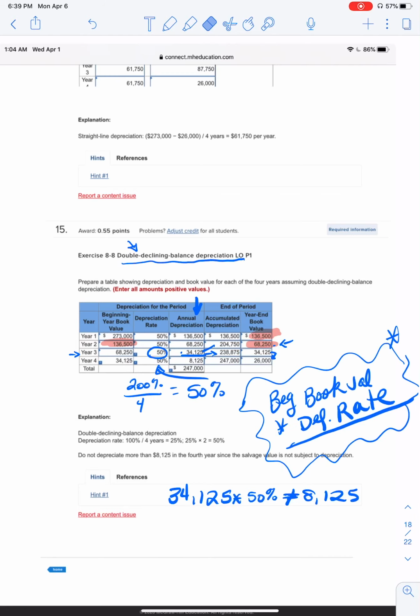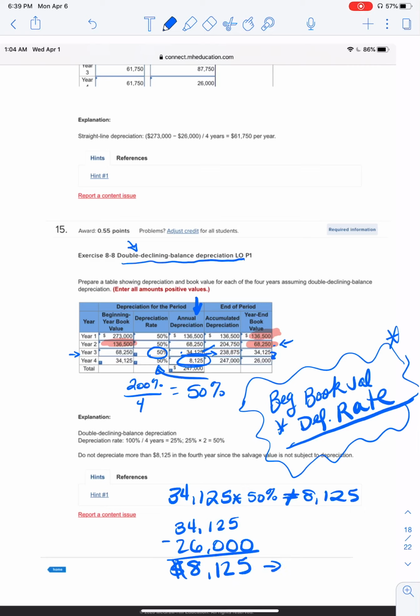So that's the way that we get this $8,125, by making it a plug figure for the difference between the $34,125, which is my beginning of the year book value for year 4, and what my salvage value actually needs to be.